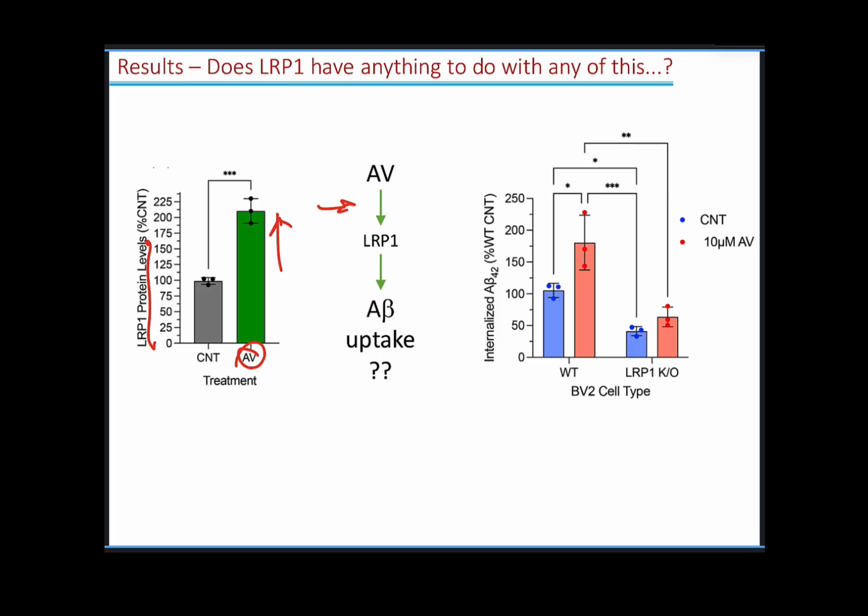The second leg is, okay, let's treat wild-type cells with AV, as we normally do. Significant increase in A beta uptake. But now, let's take cells that don't have LRP1 and see if they respond to AV just the same, and they don't. A beta uptake stays slow. So that means that for the AV-induced A beta uptake, LRP1 is required. It seems to be one of the intermediaries.